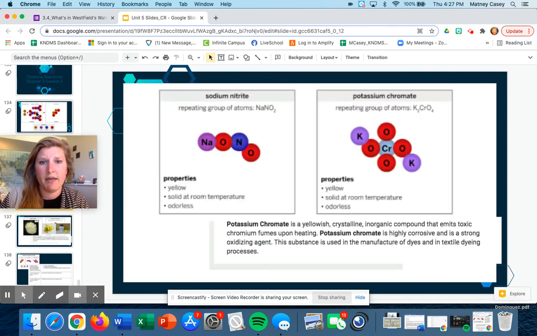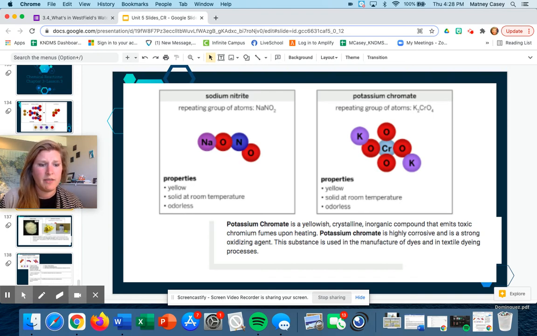So I've included her diagram here. Sodium nitrate is pictured on your left. It's a yellow solid at room temperature. It doesn't have an odor. And potassium chromate is the other thing she thinks it could be. It is a yellow solid also at room temperature, and it is odorless as well. Both of these things are used for different things. Sodium nitrate is actually used for food preservatives, and potassium chromate is used in dyes and textiles. So sometimes that can be in your clothing and articles of clothing.